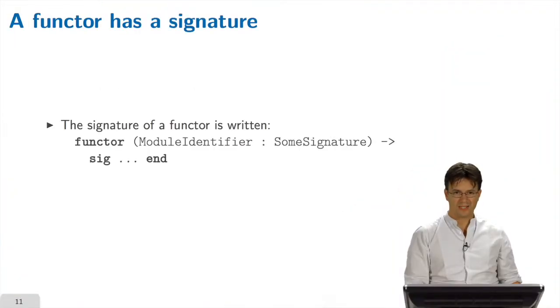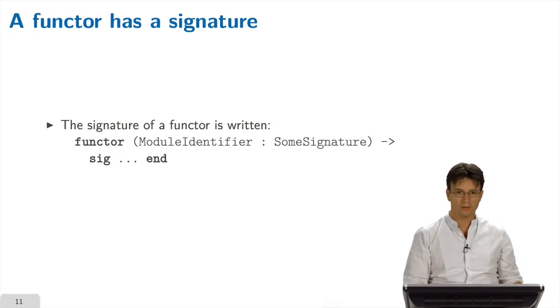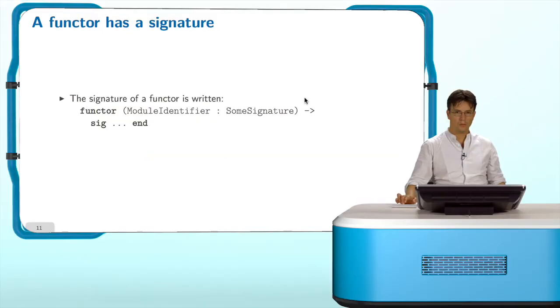The language of signatures is extended to be able to handle functors. We have just a new keyword, functor, with the type of the argument and the name of the argument, an arrow, and a signature. The types that are in the argument can be mentioned inside the definition of the signature.